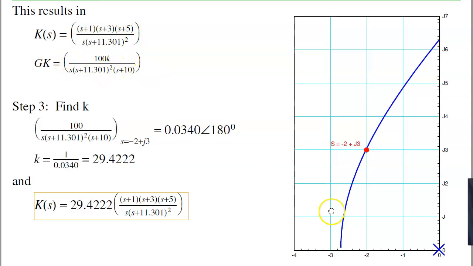And if you feel like it, you can draw the root locus, and sure enough, the root locus is going to pass through minus 2 plus j3. I can check that, take G times K, evaluate at minus 2 plus j3, and the angle better be 180 degrees. Because again, I picked 11.3 to make this point 180 degrees to put that point on the root locus. Gain's wrong. To fix that, add K. K should be 29.4, so there's K(s).